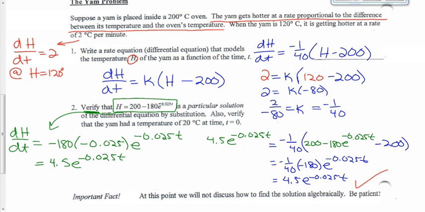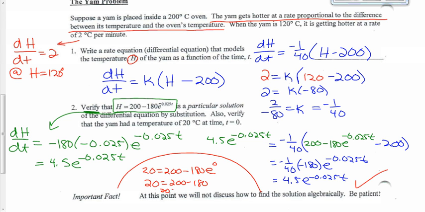It also said verify that the yam had a temperature of 20 degrees at time t equals 0. So I'm going to go ahead and plug in 0 for t and check to see if the temperature is 20. I'm going to kind of do that right here in the middle. So my temperature should be 20 when my t is 0. So e is going to be raised to the 0, and e to the 0 is just 1. So is 20 the same as 200 minus 180, and 200 minus 180 is 20. So that is true. I have verified that as well.